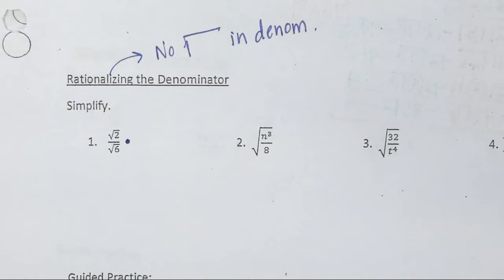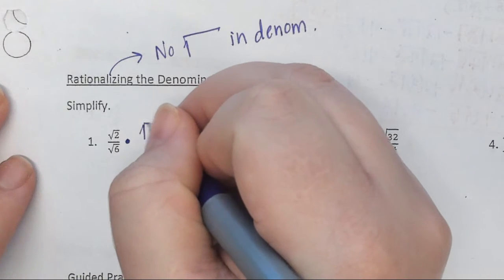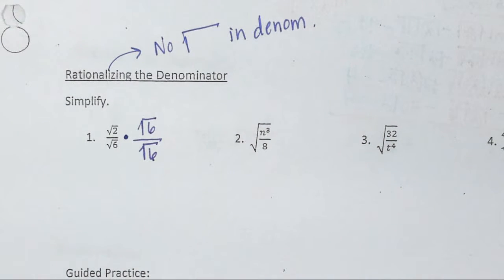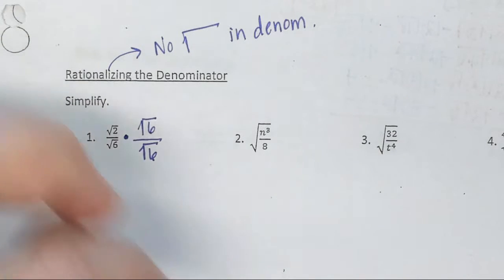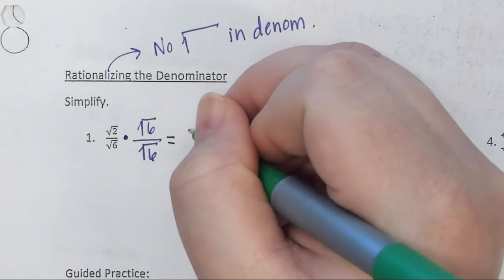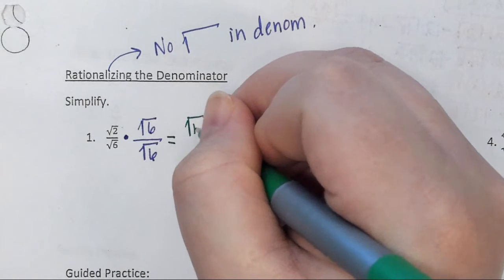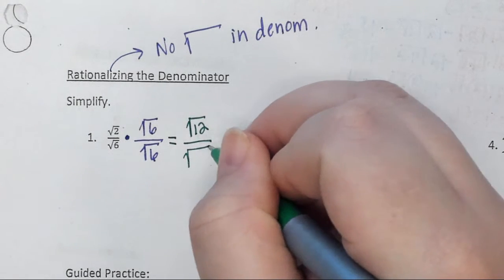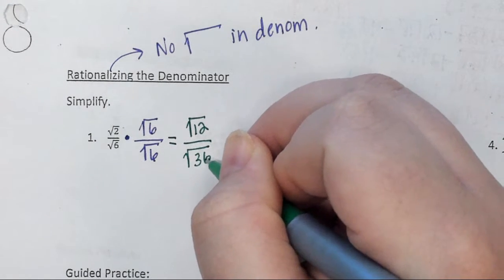So we literally can't have a square root in the denominator. That's a problem for us. So if our problem has a square root in the denominator, we have to fix it. And the way to fix it is to rationalize it, which means we multiply the top and the bottom by our problem. So number one, our problem is the square root of 6. So we're going to multiply the top and the bottom by the square root of 6. So in the top, 2 times 6, I'm going to end up with square root of 12. But in the bottom, I'm going to end up with the square root of 36 because 6 times 6 is 36.